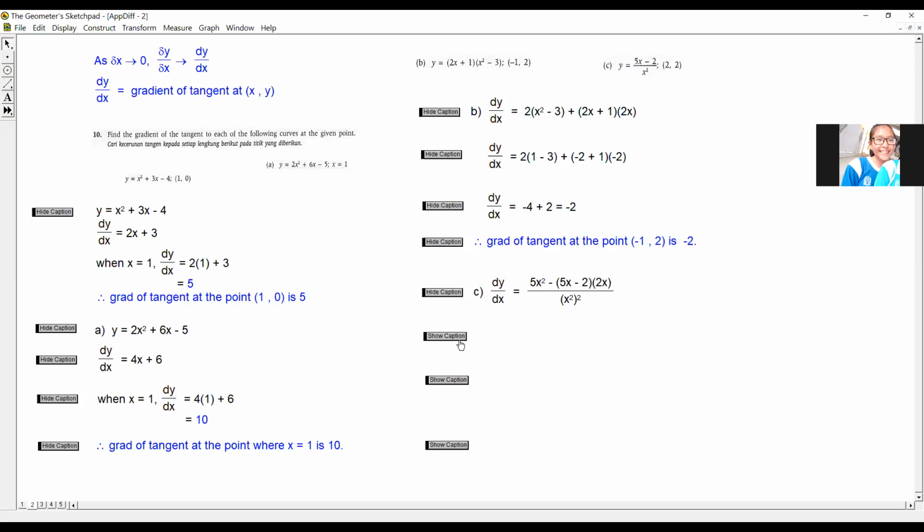Because this one looks very ugly, we need to simplify it a bit. Don't substitute in the point here. Need to simplify it, so expand and simplify.